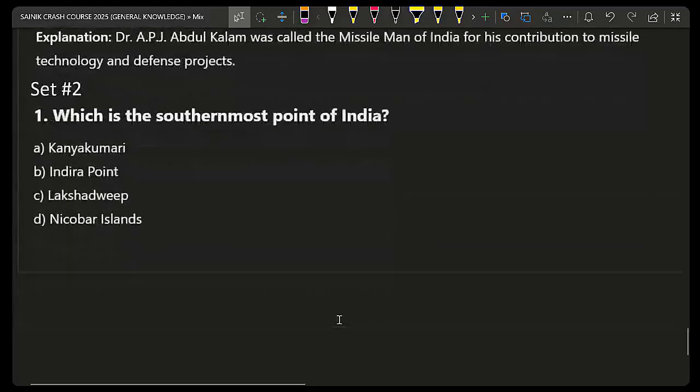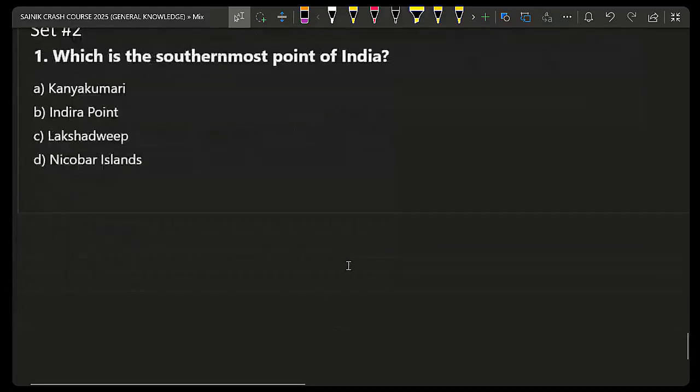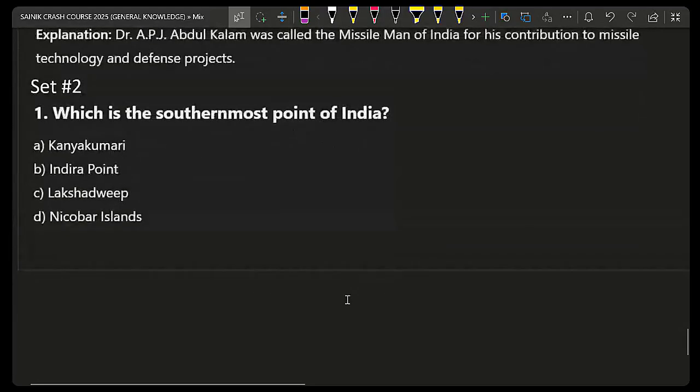Which is the southernmost point of India? Option A, Kanyakumari. Option B, Indira Point. Option C, Lakshadweep. Option D, Nicobar Islands. Which is the southernmost point of India?